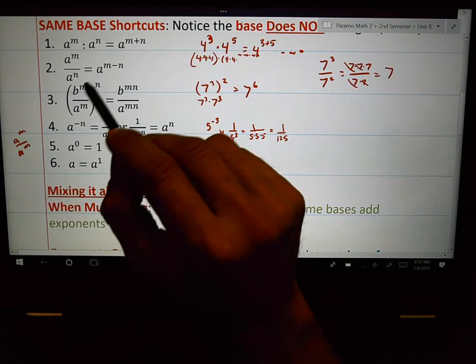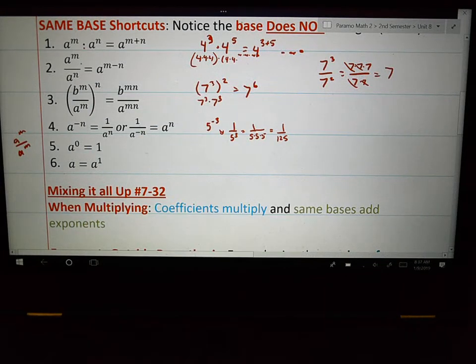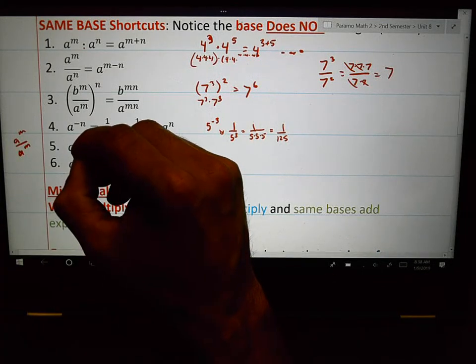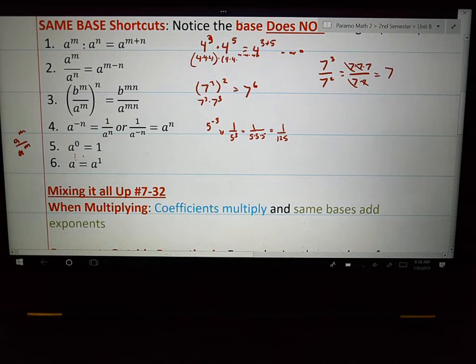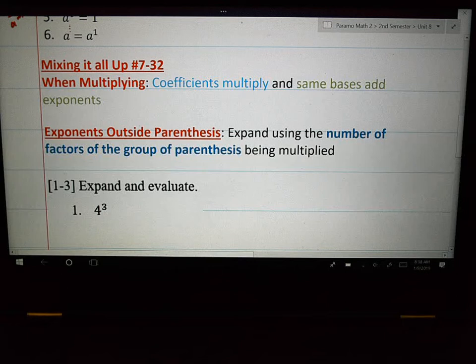So trying to make this rule and this rule the same thing, that's why they defined anything to the 0 power as 1. And if it doesn't say, there is always an invisible exponent of a 1 because you have one factor of a. Okay? They're going to mix all these things together. And our job is to apply the rules piece by piece, step by step. I've given you some advice on number 7 through 32 and so on.